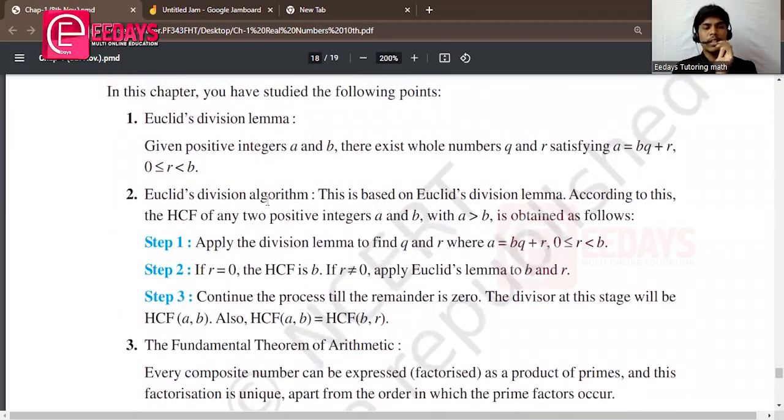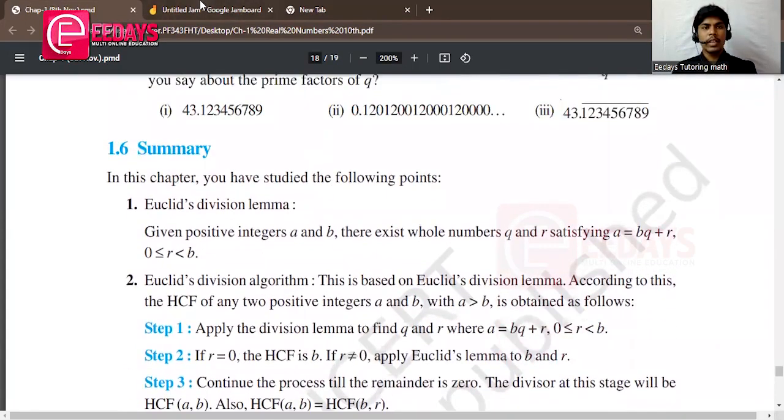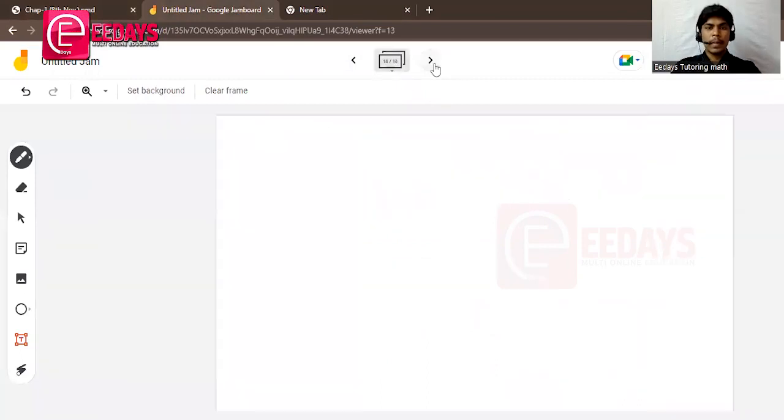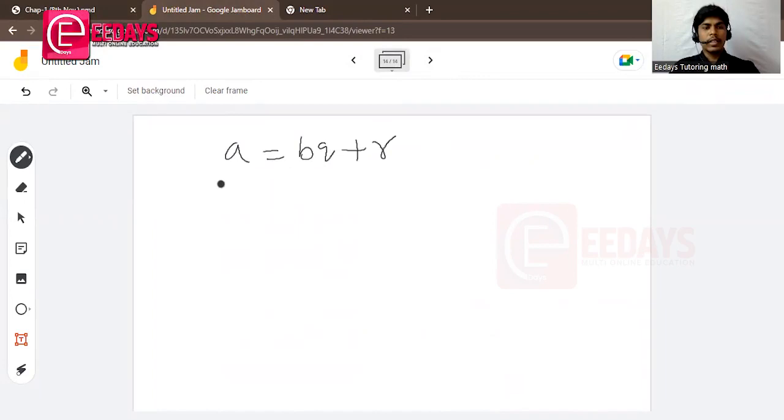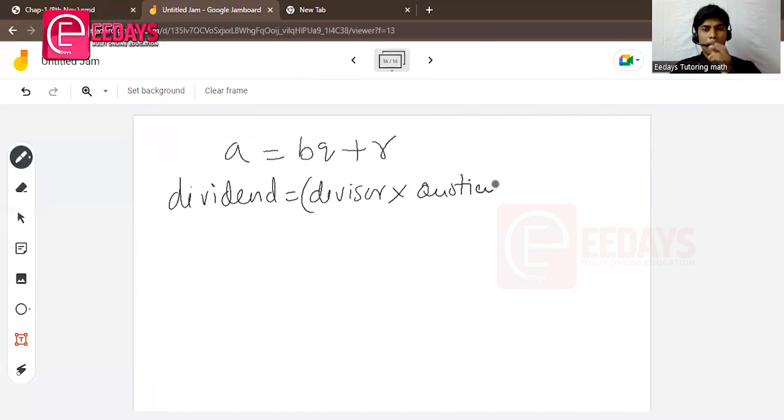First, we started with Euclid's division lemma. In Euclid's division lemma, you should write a = bq + r. Here, a is the dividend, b is the divisor, q is the quotient, and r is the remainder. We are comparing this with the division algorithm; Euclid's division lemma and the division algorithm are both similar.